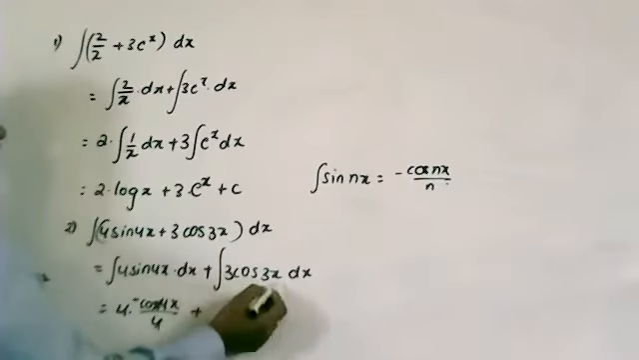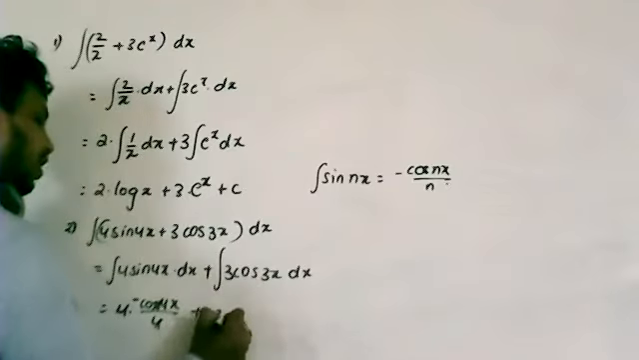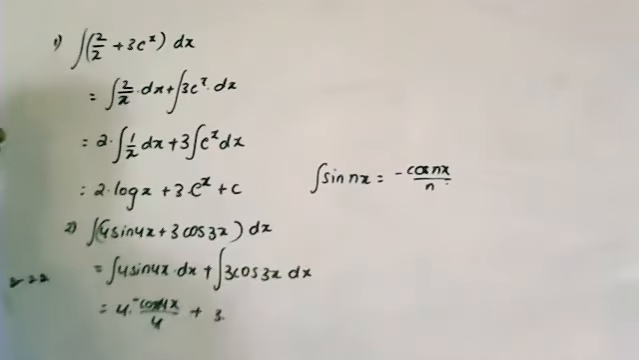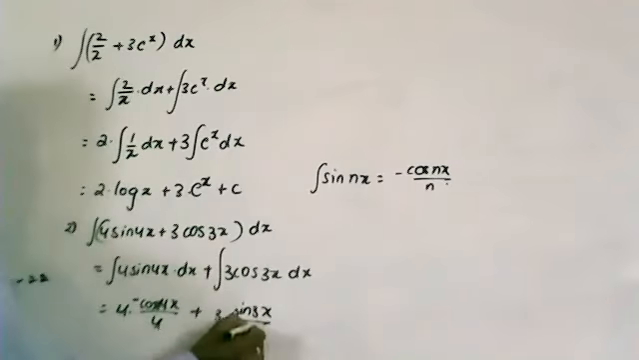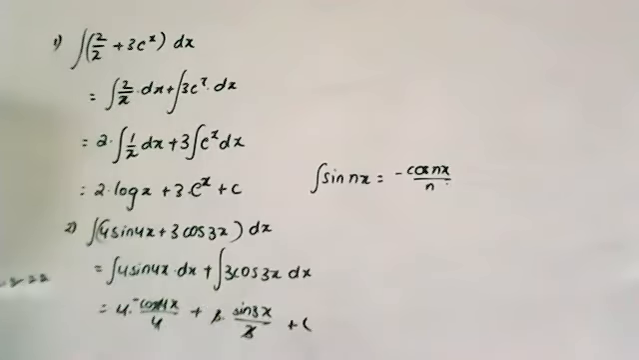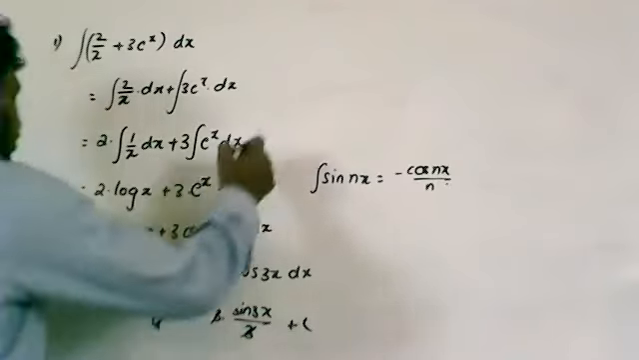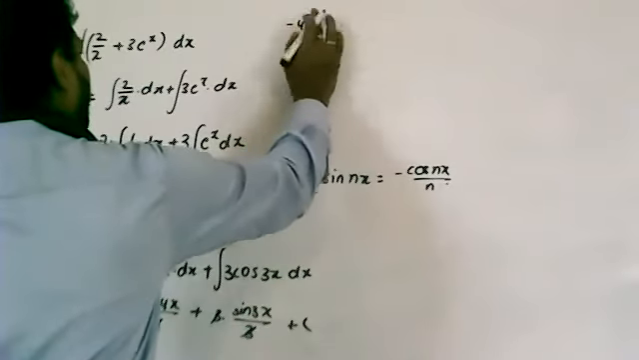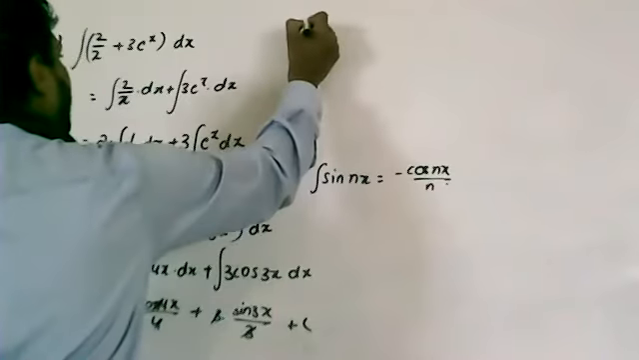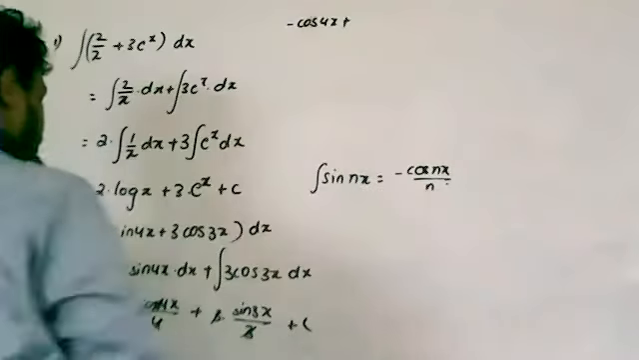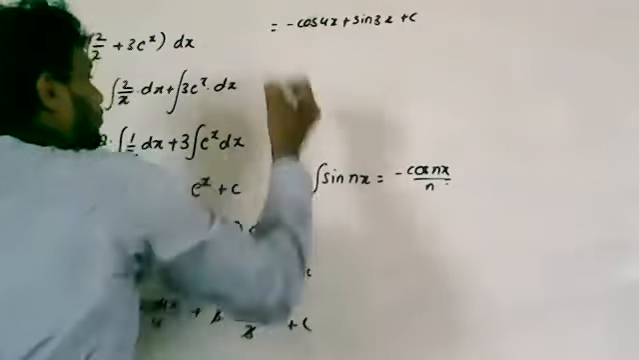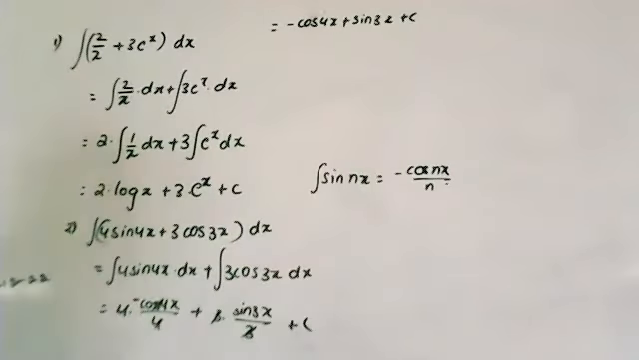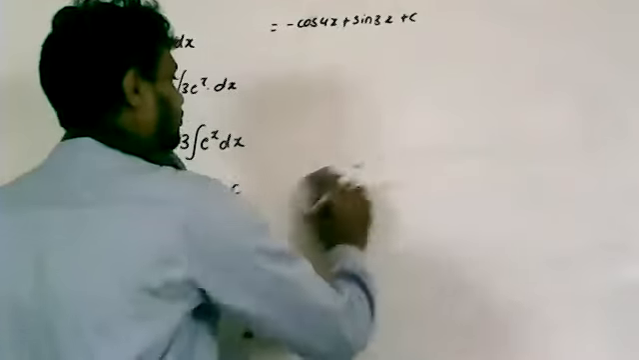Now, in the same way, integration of cos 3x can be taken as 3 into, are you clear? Integration of cos 3x is sine 3x by 3. Now, cancel 3 and 3 plus c. Okay. Now, what is the final answer? Minus 4, 4 will be cancelled. Therefore, minus cos 4x plus sine 3x plus c. So, this is the answer. Okay, so this is the answer.